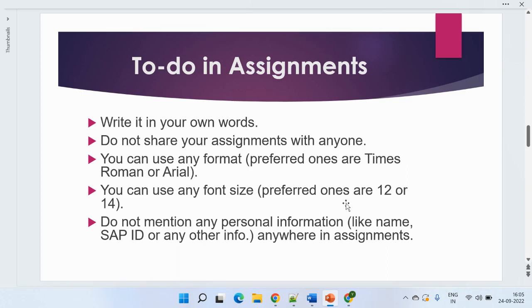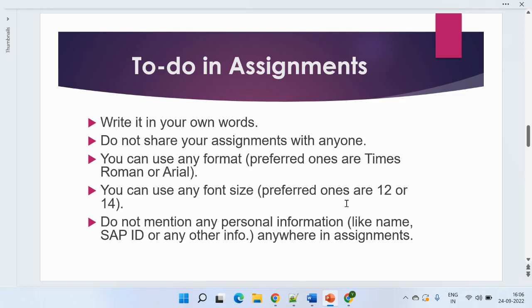Third one is, you can use any format. Some students say, sir, which format to use? You can use Arial, Times Roman, any format. There is no rule that you can't use serif or you can't use sans serif. Generally preferred, if you talk about professionals, they use Times Roman or Arial. But there is no criterion that this is the particular format which NMIMS will accept, otherwise it will not accept. No, it's not like that. You are free to use any format.